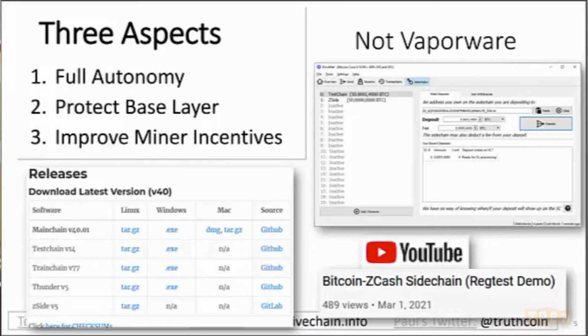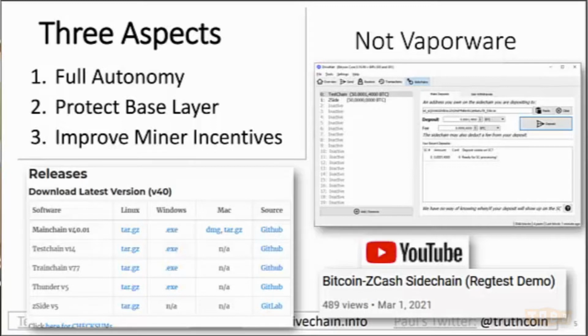But before continuing, I did want to mention that this project is not vaporware. The code is open source. It's on GitHub right now, and there's downloads with the GUI. We have Windows and Mac versions, and there's even a YouTube video of me using BIP 300 on testnet to copy the Zcash altcoin. So the software is very usable. You could download it right now. Okay, back to the 3 aspects.